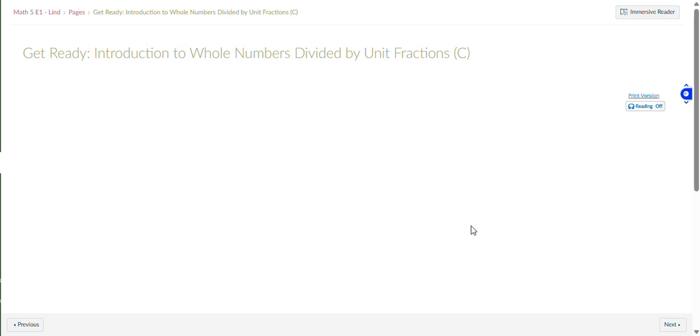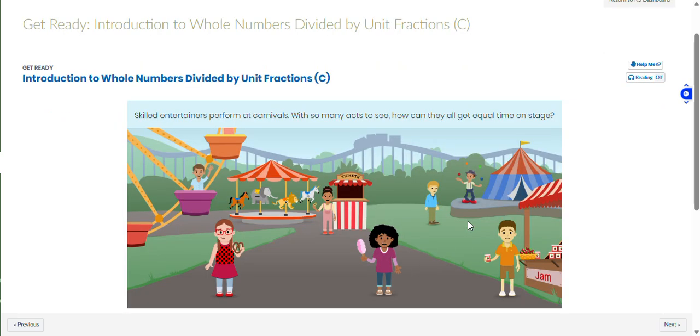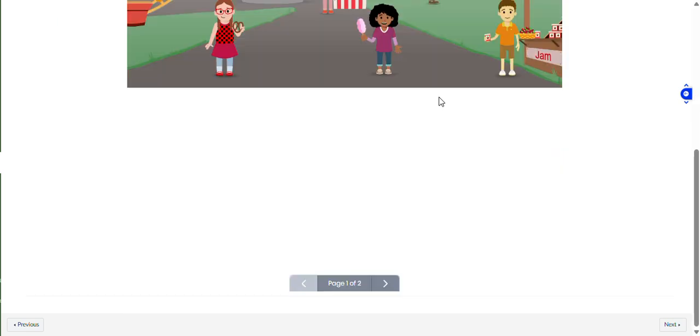Get ready. Introduction to the whole numbers divided by unit fractions. School entertainers perform at carnivals with so many acts to see. How can they get all equal time on stage?